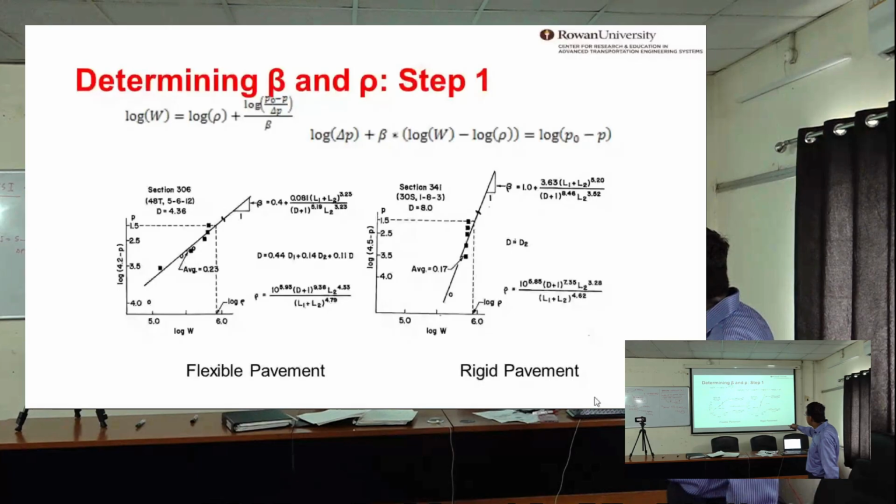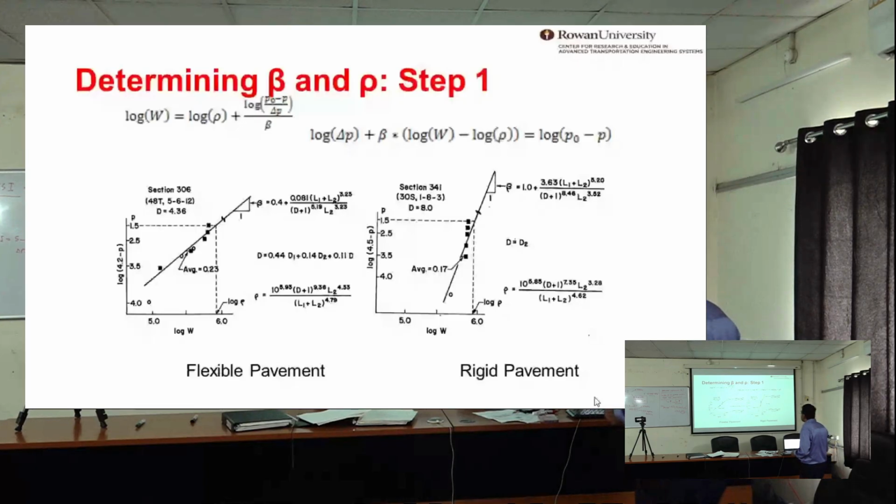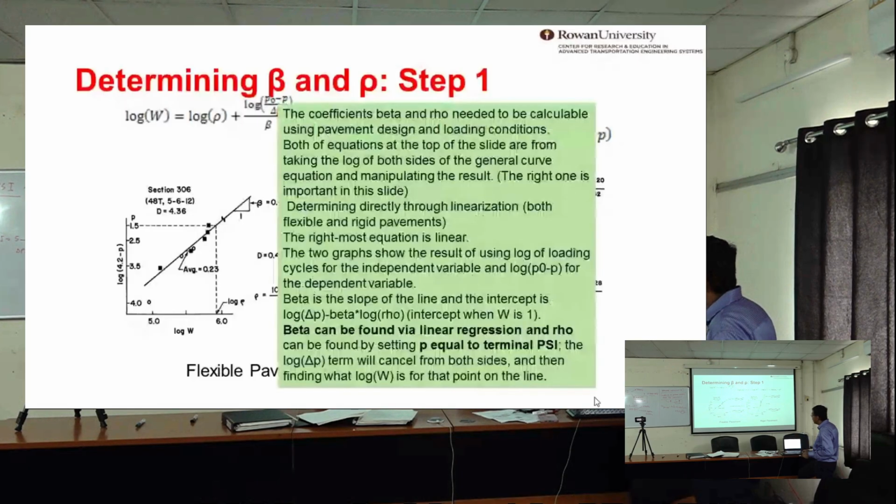Beta is calculated with this equation, 0.4 minus so on. So that's your first beta for section 306. And that's another data set, D for rigid pavements, right here. I'm going to explain what these numbers are, L1, L2, and so on. And then rho is right there. Right, let's look at this.